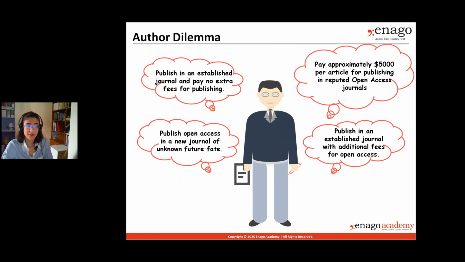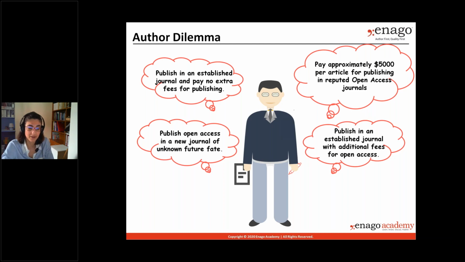So when you're the author of a nice paper and you want the best for the paper and for yourself and your team, you come across the dilemma of where to publish this work. Publish in an established journal and pay no extra fees for publishing. Publish in an open access new journal of unknown future and fate. Pay the publication fee for publishing in reputed open access journals. This can be very high, and as we saw earlier, it can be even higher than $3,000 in some cases. Publish in an established journal with additional fees for open access.